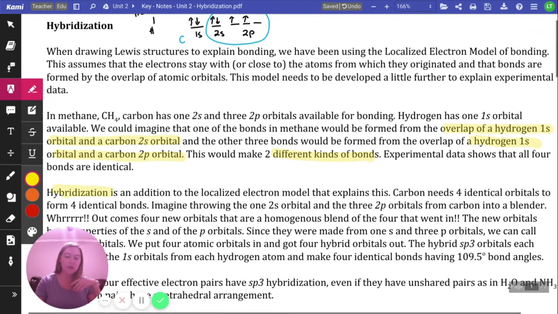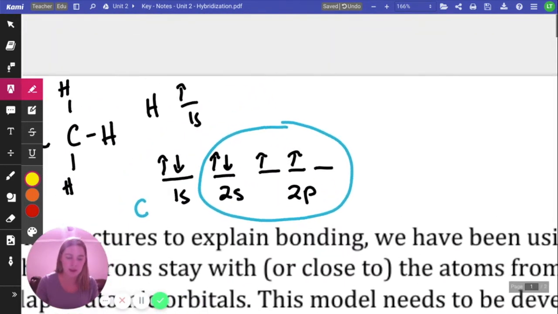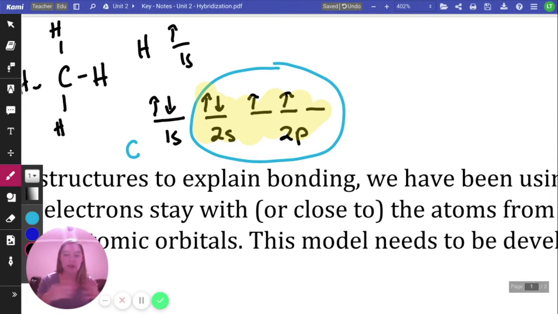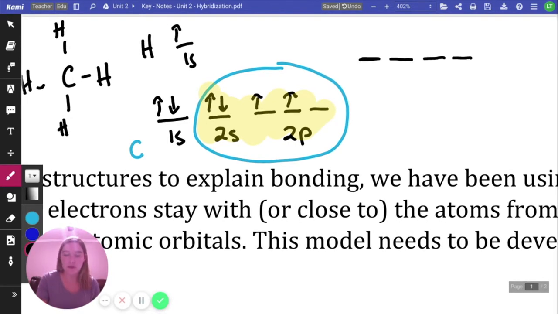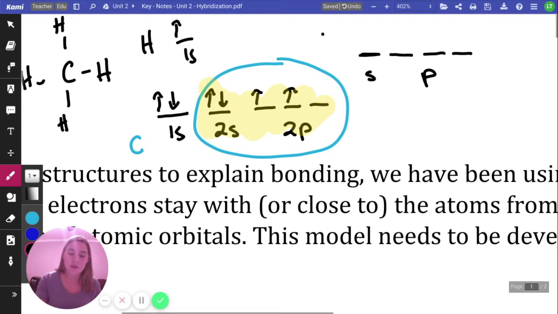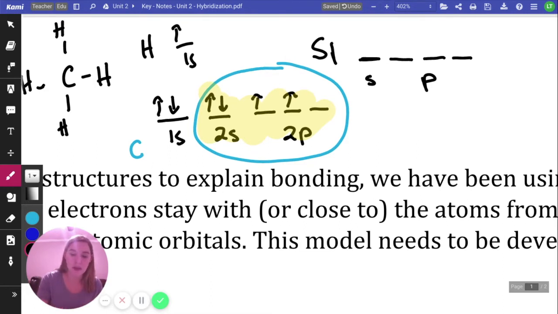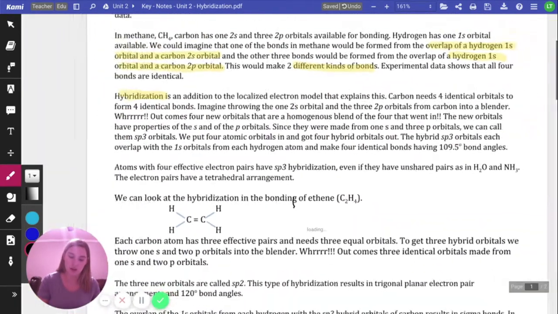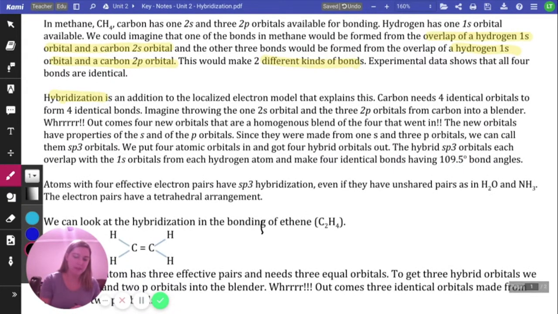What's going to happen is that our carbon is going to take these available electrons and blend them together. It takes that 2s orbital and those 3 p orbitals, and it's almost like it throws those orbitals into a blender and blends them all together. Instead of being s and p orbitals, it now becomes sp3, because we have that 1 s and those 3 p orbitals thrown in there. So we have sp3 hybridization, and they're 4 identical orbitals.